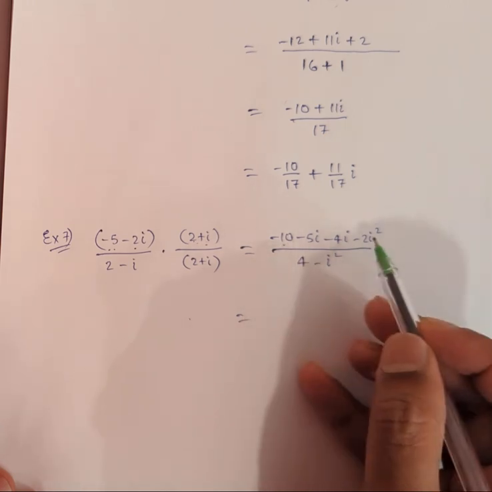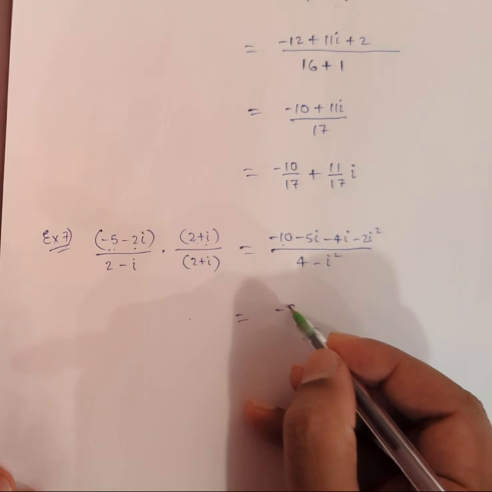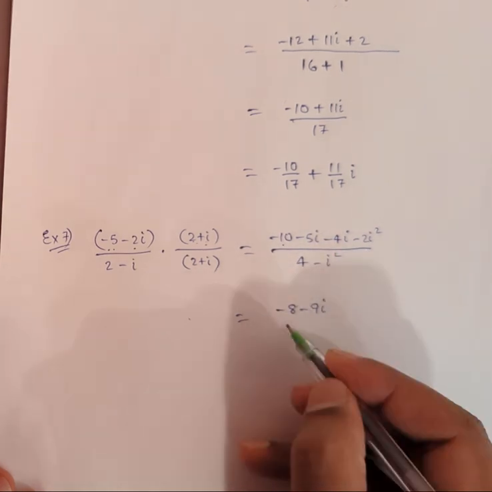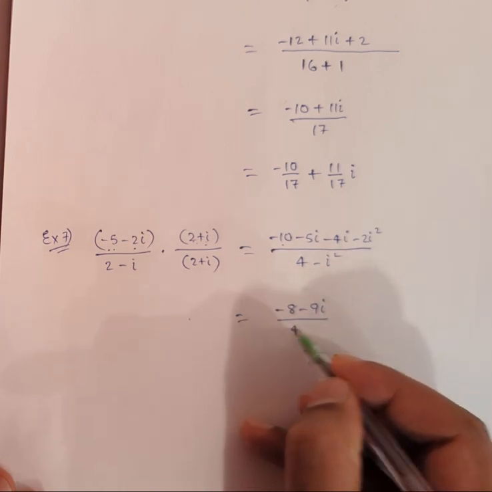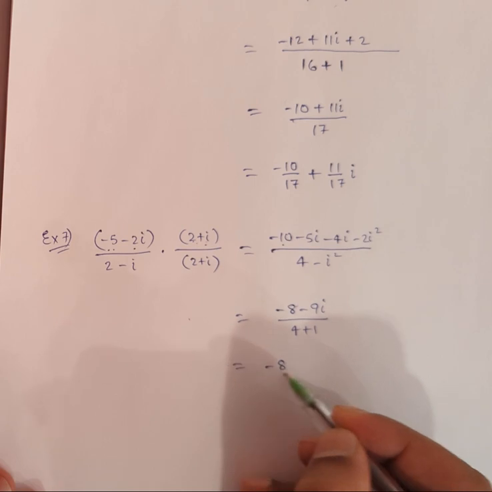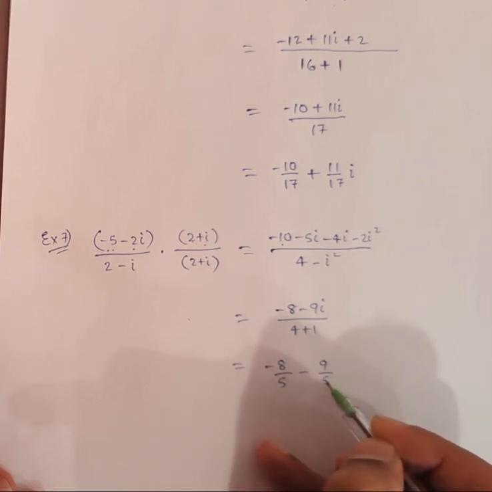So what's negative 10 plus 2? I can combine these two actually. That becomes negative 8. And I can combine these two, that's negative 9. And this is 4 plus 1. So I can write this as negative 8 over 5 and minus 9 over 5i.